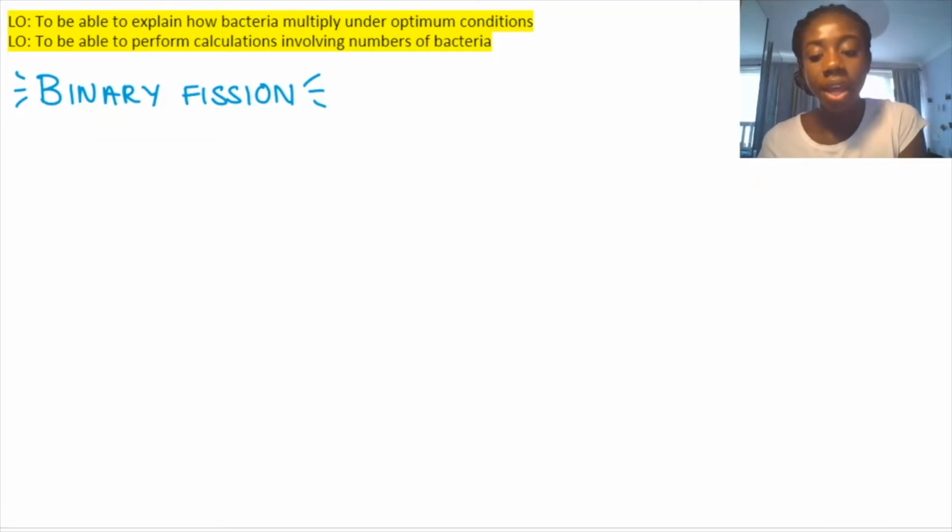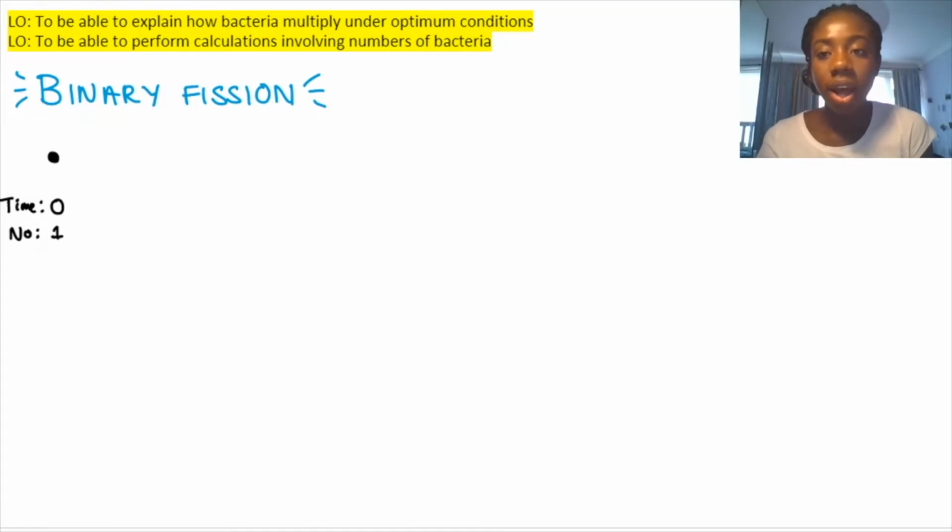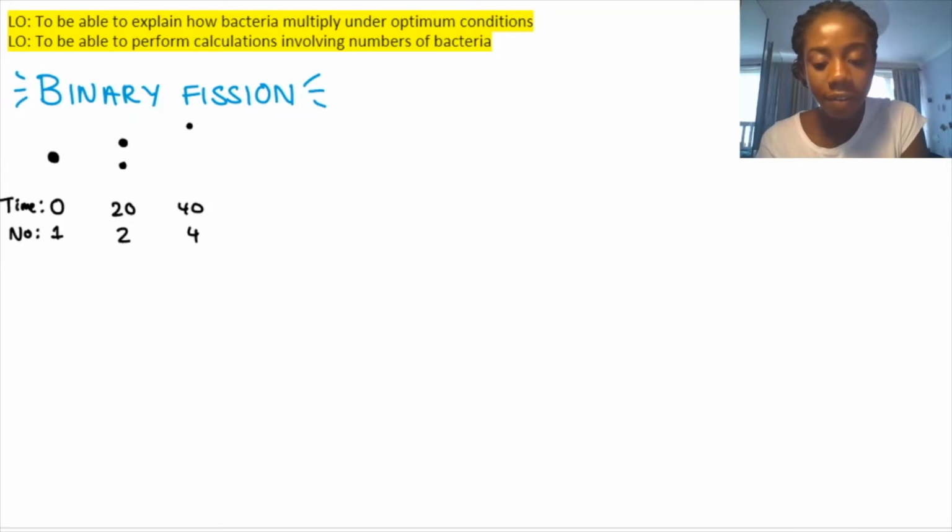So for example, say we start with one bacterium, and this is at time 0. So we have time here, and we have our number of bacteria here, so we have 1. After 20 minutes, we're going to have 2 bacteria as it's split into 2. After 40 minutes, we're going to have a total of 4 bacteria, as both of these original bacteria have split into 2, so we'll have 4. And then after 60 minutes, we're going to have 8 bacteria, as they have also all split into 4.